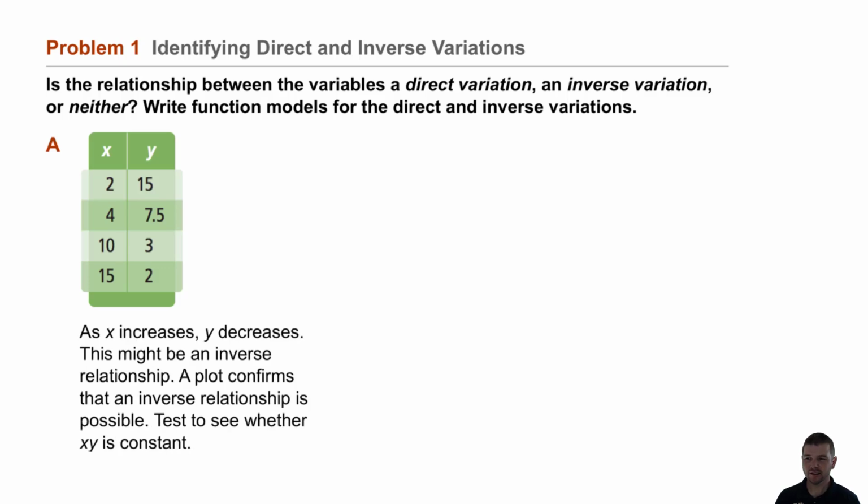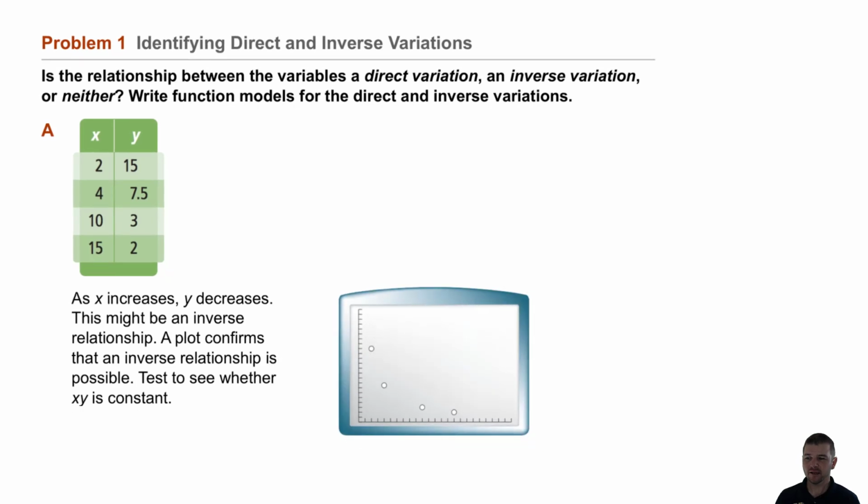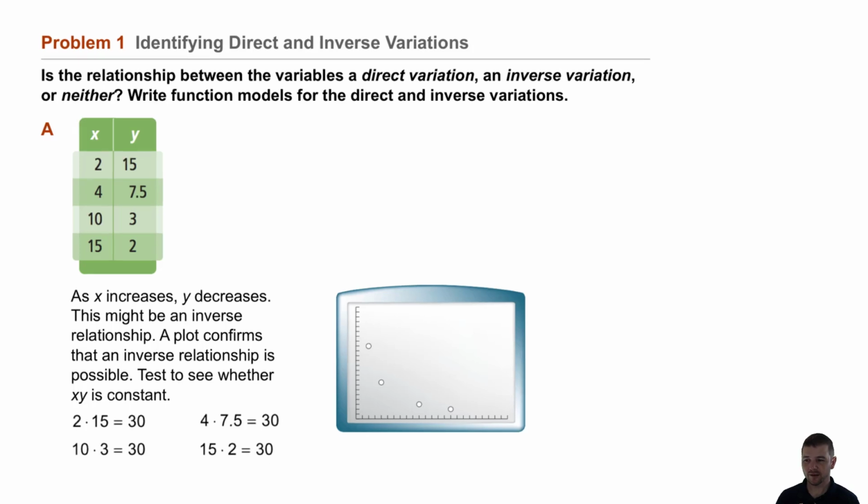Note, as x increases, y decreases. This might be an inverse relationship. A plot, shown here at the right, confirms that an inverse relationship is possible. Test to see whether x times y, the product, is constant. Well, 2 times 15 is 30. 4 times 7.5 is also 30. 10 times 3, 30. And 15 times 2, 30.